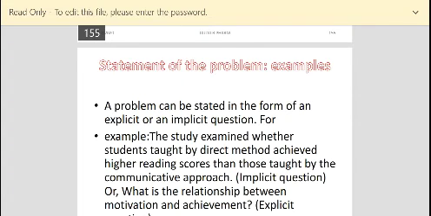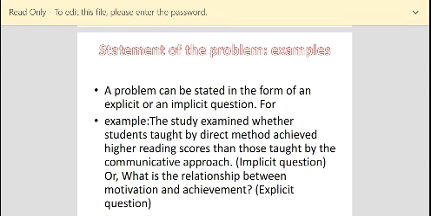Let's see. Example, the study examined whether students taught by direct method achieved higher reading scores than those taught by communicative approach. This is an what? An implicit question. Do you see? But when we go to explicit, for example, it might be, what is the relationship between motivation and achievement? That is an explicit form of statement of the problem. I think we get the concept of what a statement of the problem is.